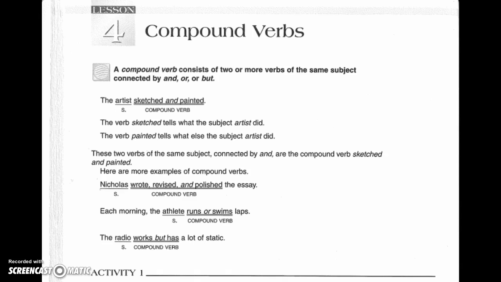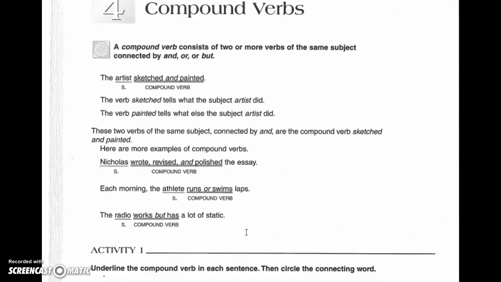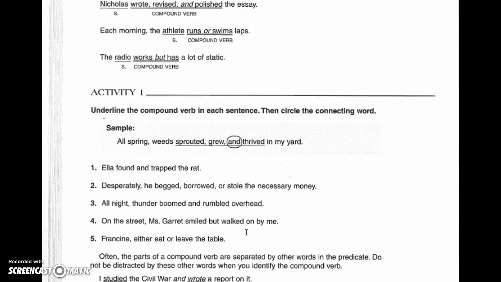If you understood compound subjects in the last couple of lessons, you'll get compound verbs. So we're looking through these examples, and you see, like the first one, the artist sketched and painted. It's a compound verb. Same tense, they're linked by conjunction. And so in activity 1, you're going to be doing questions 1 through 5, writing out the compound verb, and then please circling the connecting word. I might call it a conjunction. You know what I'm talking about.